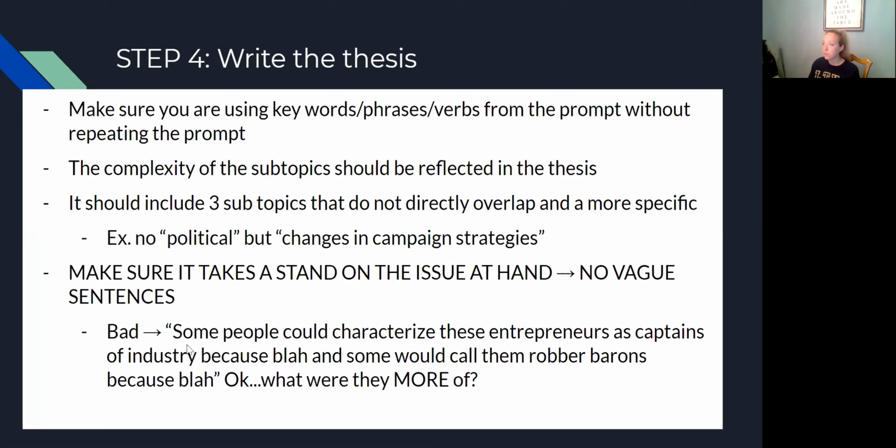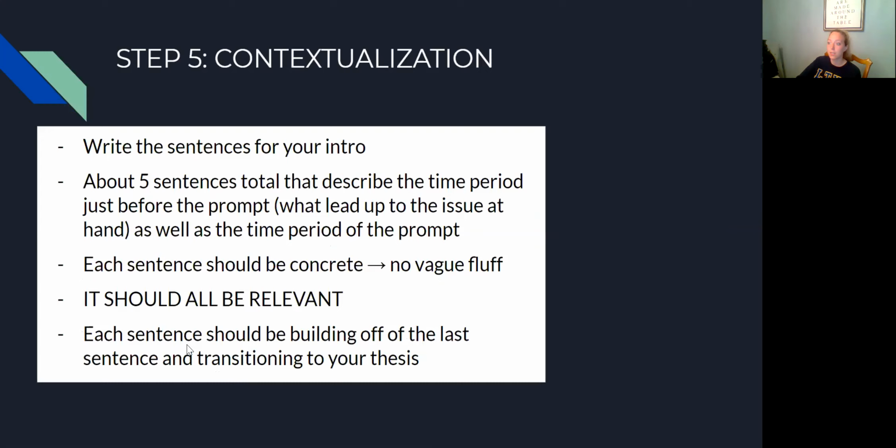Your thesis should be complex with your 3 specific subtopics, and make sure that it takes a stand. So an example of one that did not take a stand that I saw earlier this year was about the robber barons and captains of industry, LAQ, that you guys did a couple months ago. The bad thing would be some people could characterize these entrepreneurs as captains of industry because blah, blah, blah. And some people could characterize them as robber barons because blah, blah, blah. Okay, but which one are they more of? So you can tell they're not really leaning one way or the other. So just make sure that you are following my thesis formula because I guarantee you'll get the point if you do. And then go back and write your contextualization and following the things I gave you before.